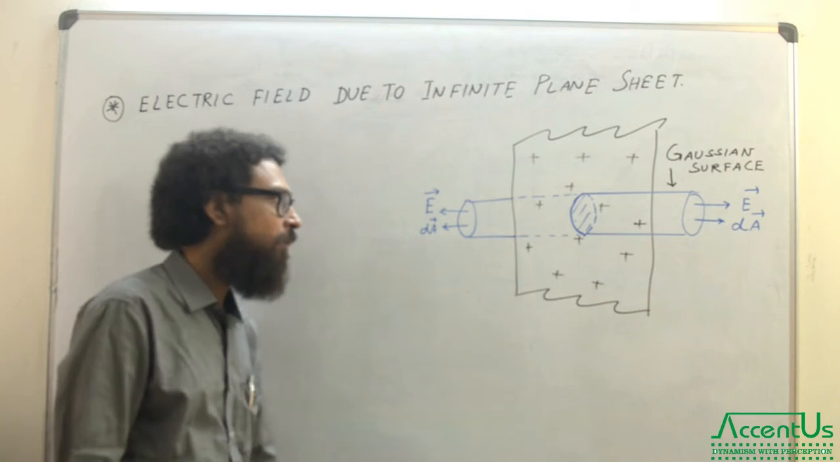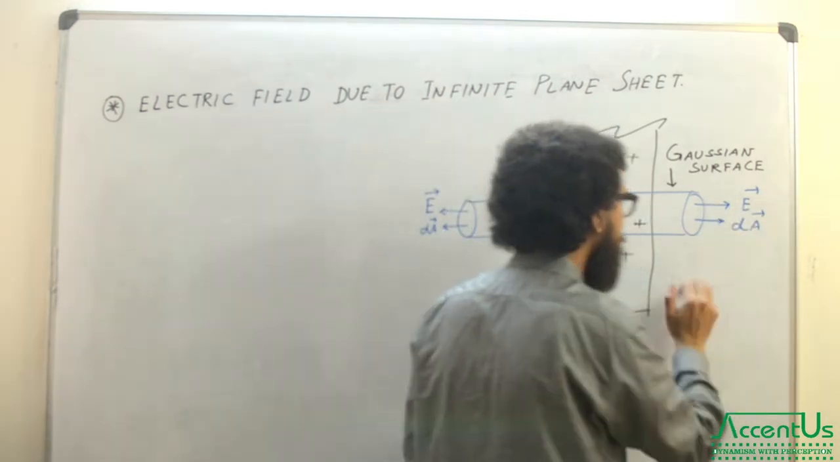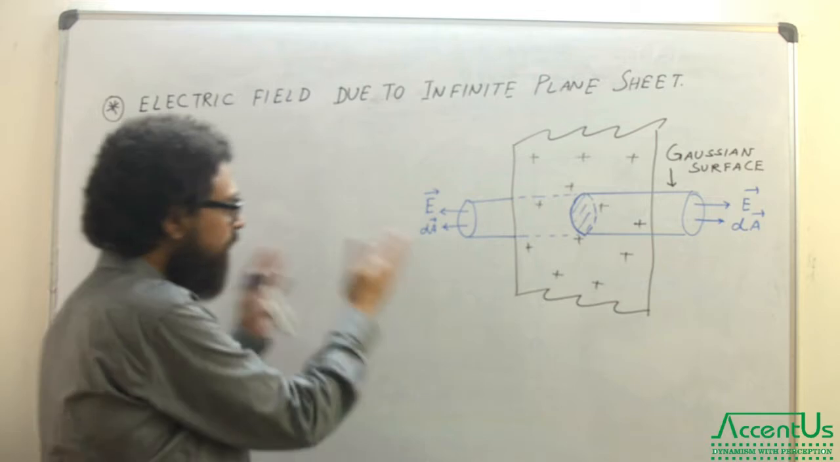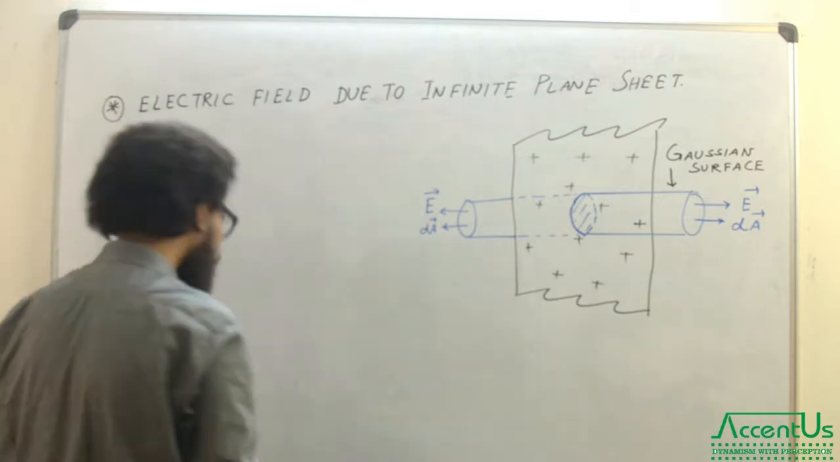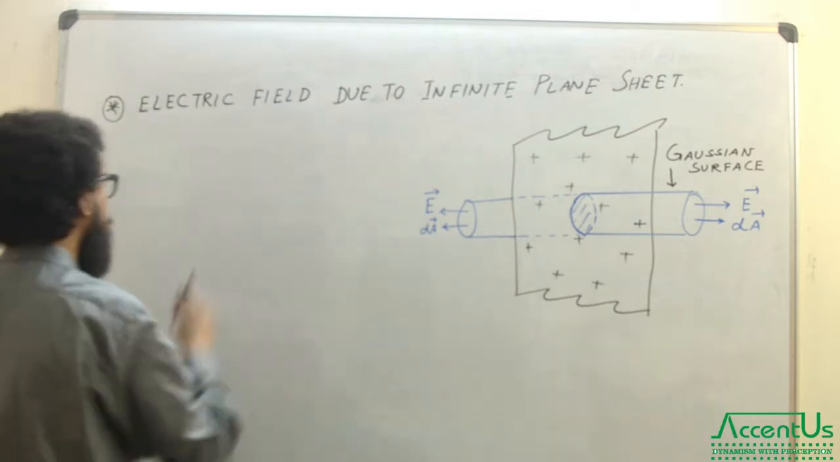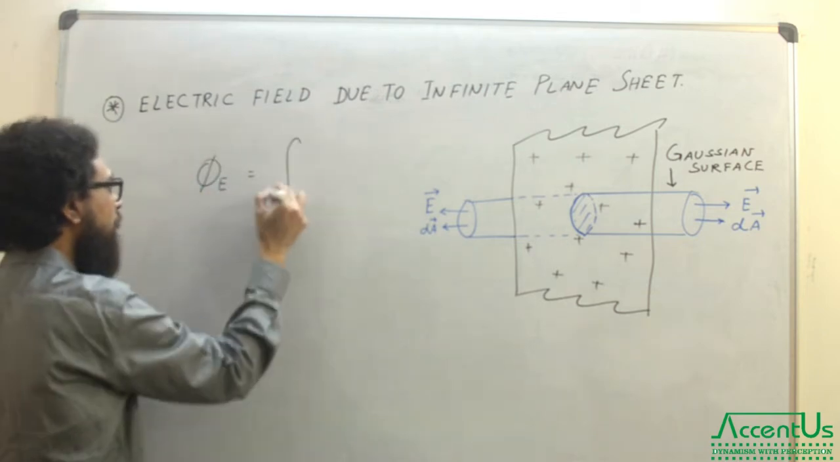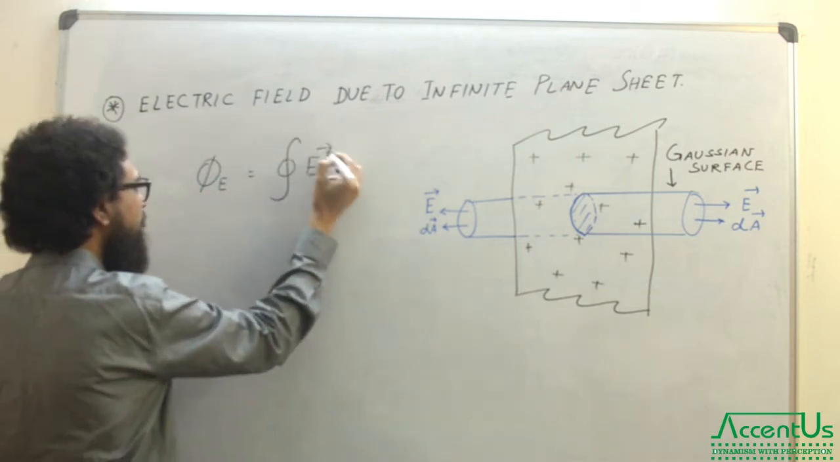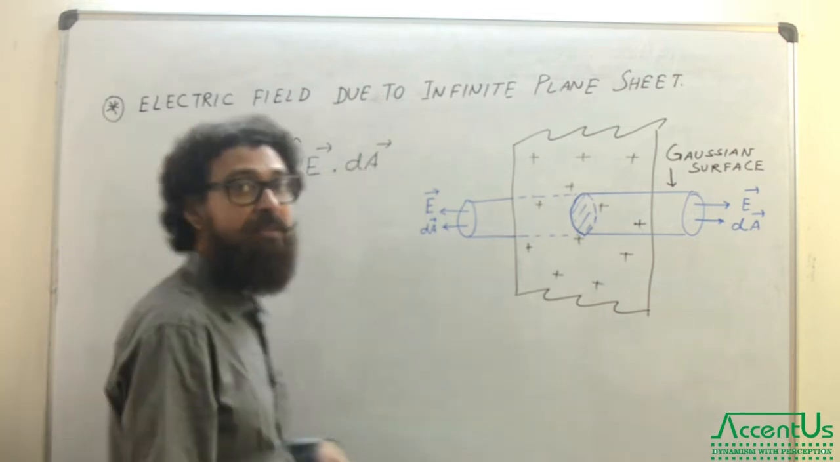Do copy this in your classwork. For this positive charge, the electric field is directed like this, and the area vector is directed like this, and it is symmetric, I mean on both sides. So if I want to prove what the electric field is, first we have to calculate the flux, and flux, you know, is the closed integral of E dot dA. And the angle between the area vector and the electric field is 0 degrees here.